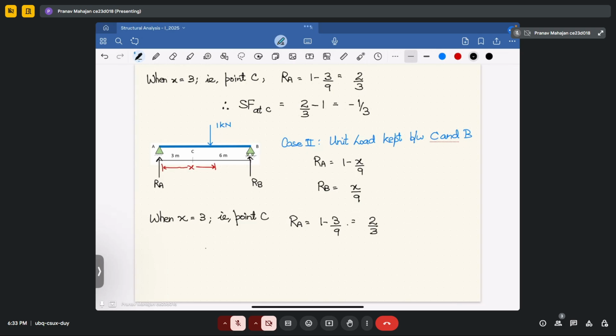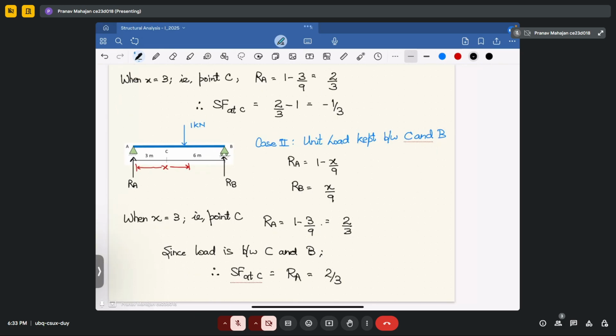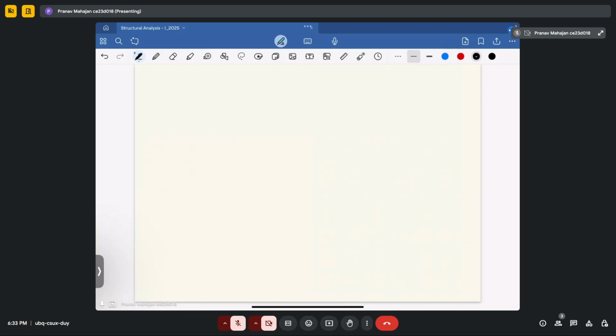And since load is between C and B, therefore your shear force at C will be equal to reaction force at A, which is equal to 2 by 3. Fine. Now let's move to determine when it is at x is equal to 9.